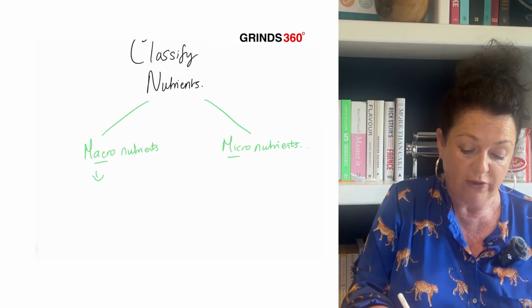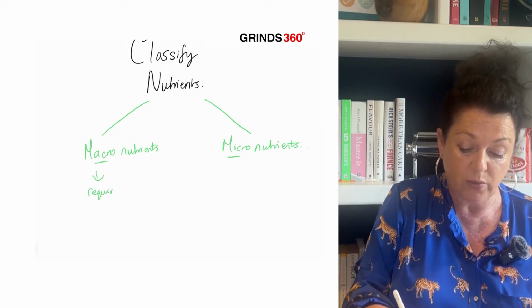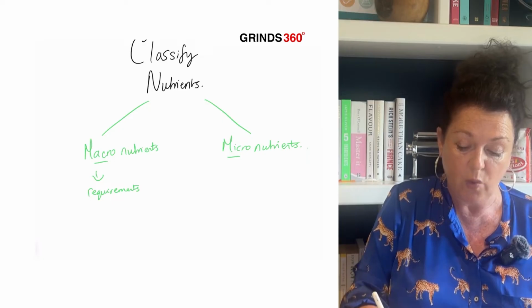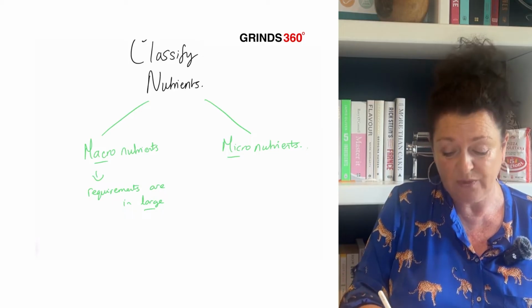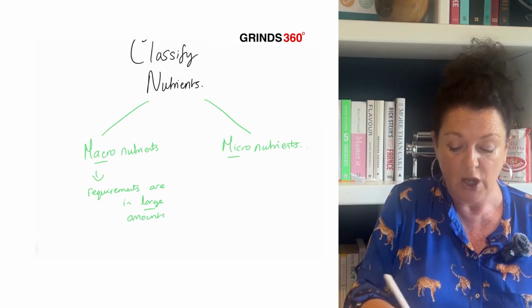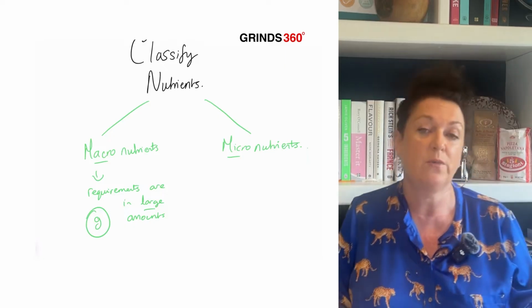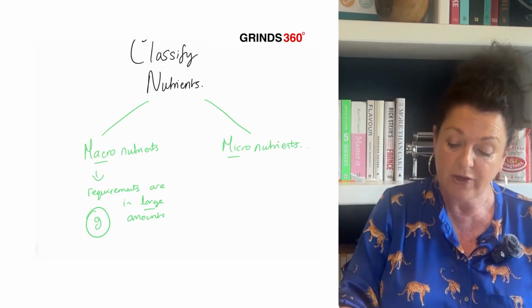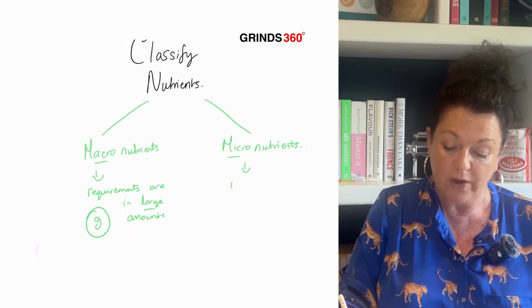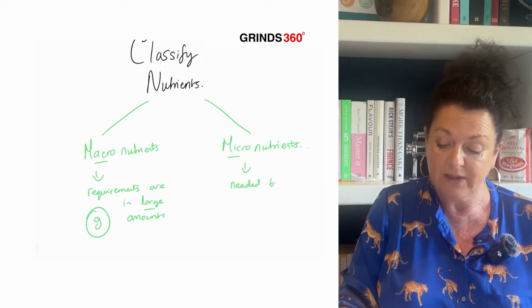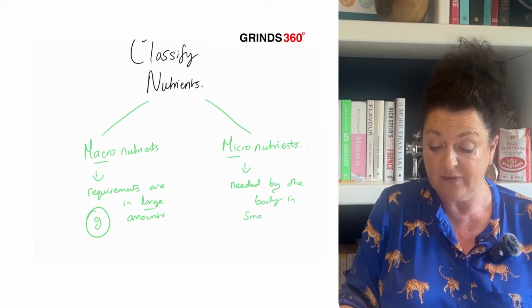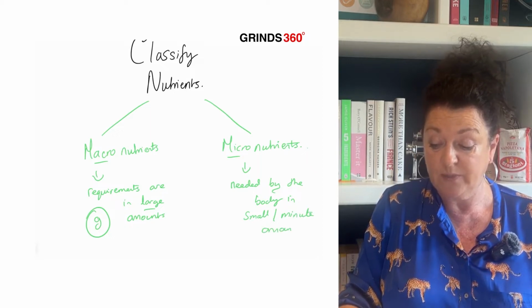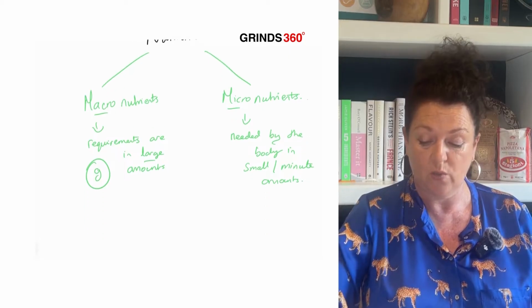So macro, we require these nutrients, these components of food. The requirements are in large amounts. Now, when we say large amounts, we're not talking about kilograms. When we refer to the macronutrients, we always refer to them in grams. The micronutrients, we're looking at required or needed by the body in very small, or sometimes even, I suppose you could say, minute amounts.